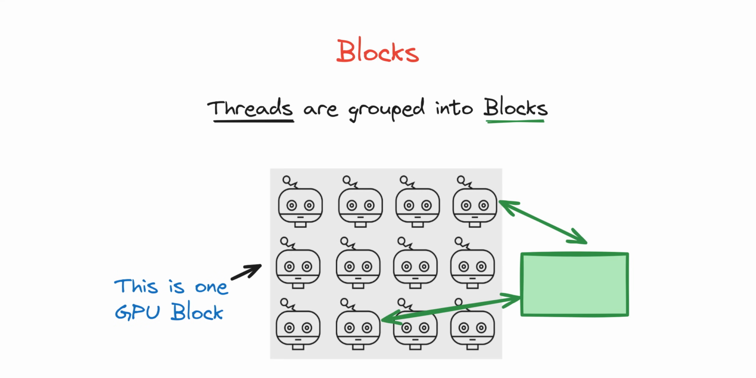Within a GPU, each one of these threads is grouped together into a block. In this picture here, we can see one GPU block, and for this example, it corresponds to 12 different individual threads. Each of these threads, again, has to run the same code, but they can also read and write from a bit of memory that's seen by the entire block. Reading and writing to this memory is quite efficient.